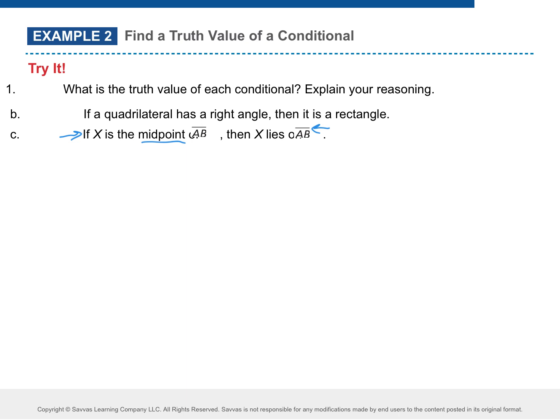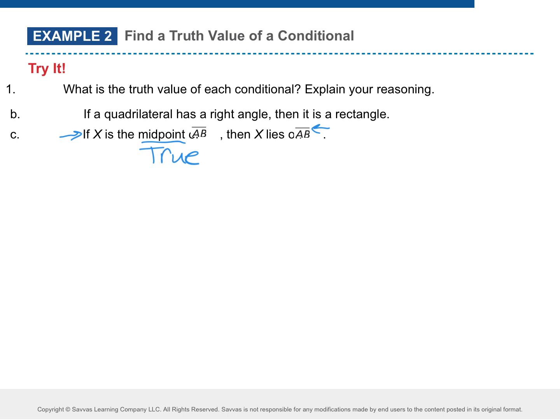If X is the midpoint, what does it mean for X to be a midpoint? Where's X at? It's in the middle, or is it just anywhere? Middle. It's in the middle. Okay, so if X is the midpoint of AB, then X lies on A and B. Is that true? Yes. Is it always true? Yes. Okay, so this one is true. If it's true, you're done with it. You don't have to do anything.